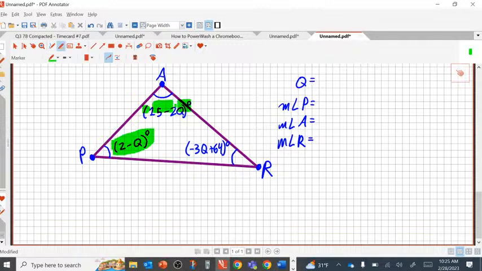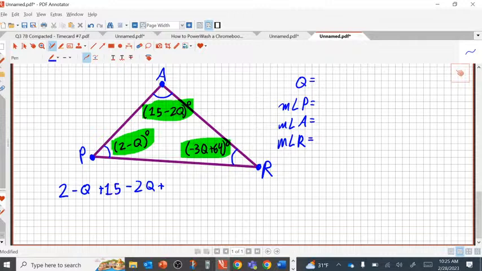We don't seem to know a whole lot about this, but Jacob M., what do I know about these three angles? I know that they have to add up to 180 degrees. So if I set up an equation, 2 minus q plus 15 minus 2q plus negative 3q plus 64 is equal to 180.